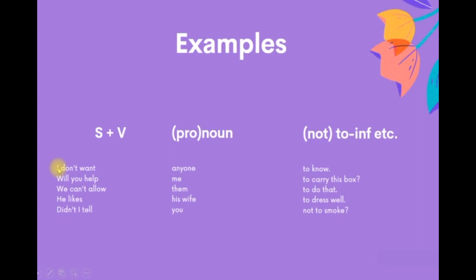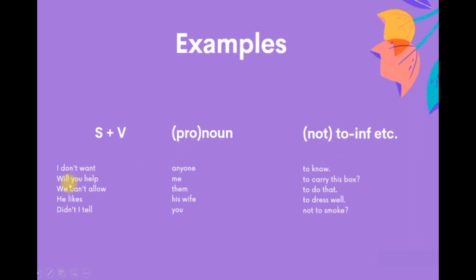Here we have some examples. The first sentence: I don't want anyone to know. I here is the subject, and then don't here is the auxiliary verb. Want is the verb. Anyone is the pronoun. This is the indefinite pronoun. And then to know is the to infinitive.